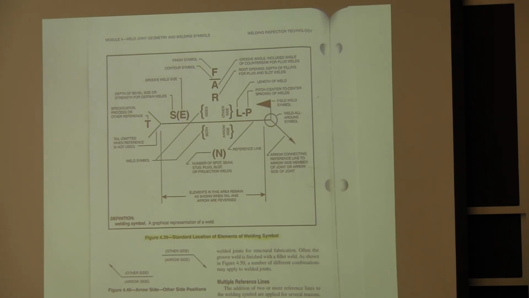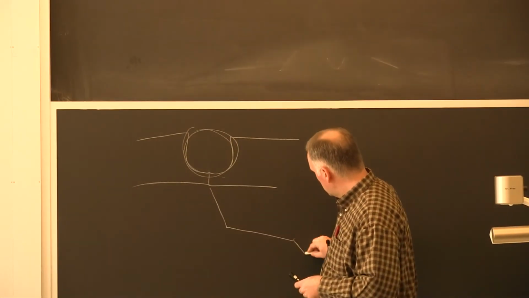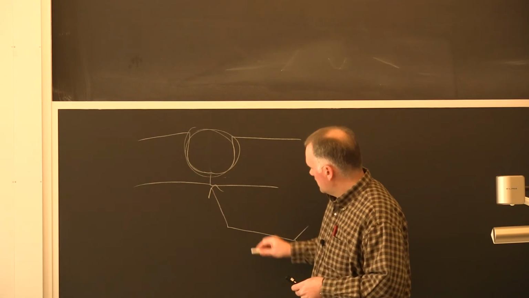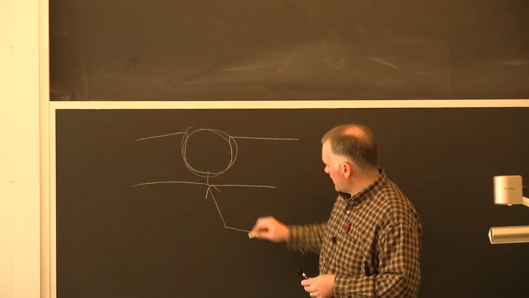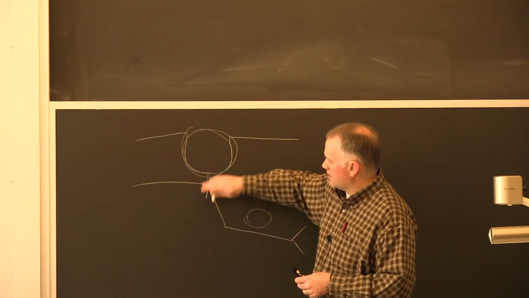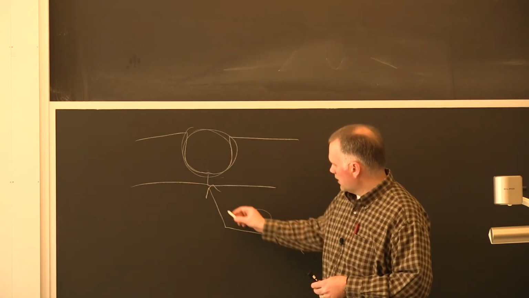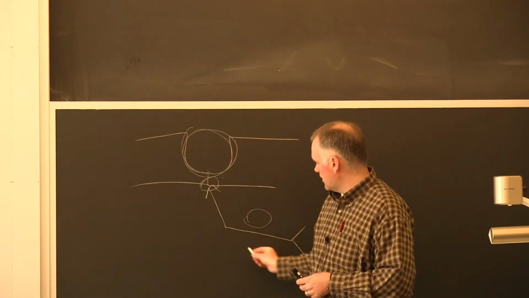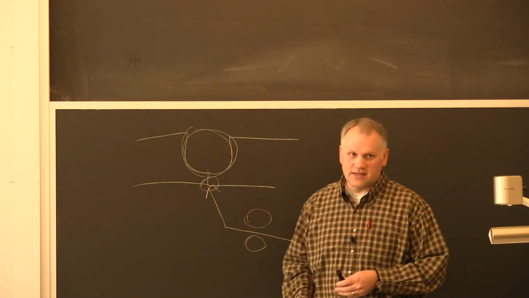Above the reference line is called the other side. So if I was making a weld right here, I wanted to fill this up with weld metal, and I put my weld symbol down here, and I wanted to put my information for that weld, I would put it on top of the line because that's the other side, so it's being made on the other side. If I wanted to put a back weld down here, I'd put the information down here. That's the arrow side.